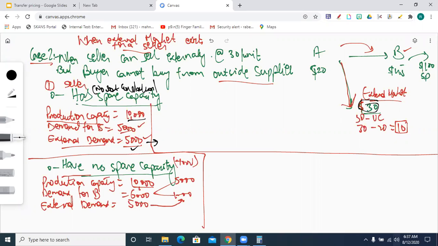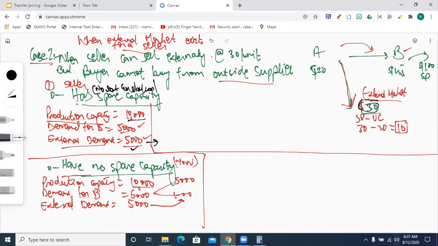Okay, the lost contribution is when we have to shift. Instead of selling externally, we have to shift the demand from the external market to that of B in order to satisfy its complete demand. So here the demand is 6,000. Now there is a 1,000 shortfall here. Then now 1,000 units at 10 per unit. For every 1,000 units there will be a lost contribution of 10 per unit. So now there will be a lost contribution in that case.